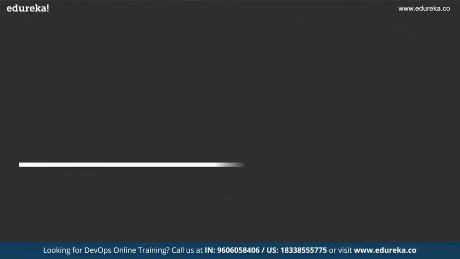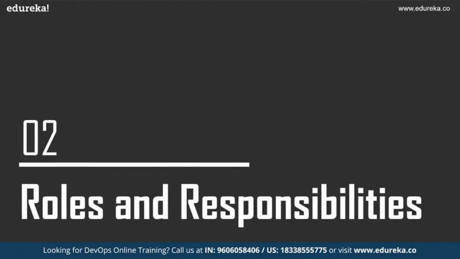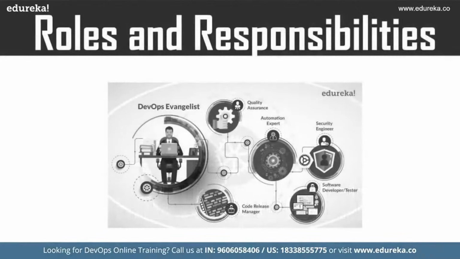Now let us move on and discuss our next topic, the roles and responsibilities of a DevOps engineer. Let me first tell you about the roles that are present in DevOps. The first role in DevOps is that of a DevOps evangelist. He is someone who's responsible for implementing the overall DevOps lifecycle, right from planning and coding till the monitoring phase. The evangelist is someone who's responsible for implementing the entire DevOps pipeline.